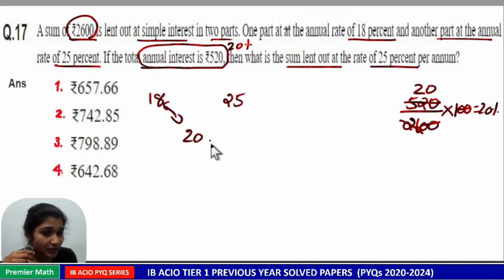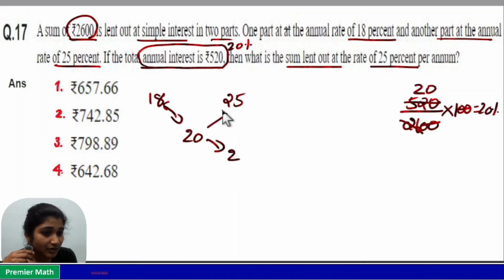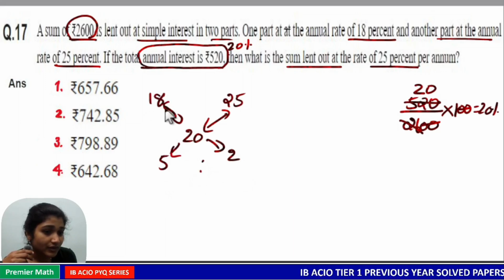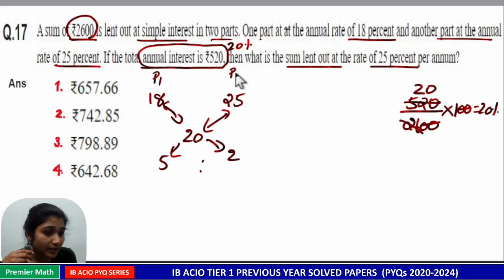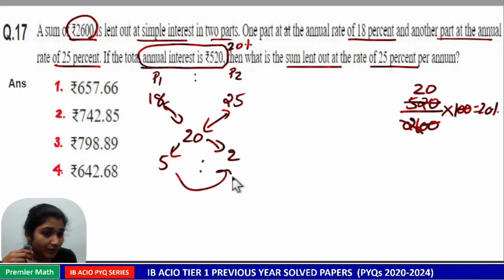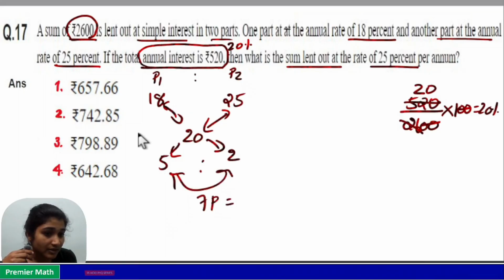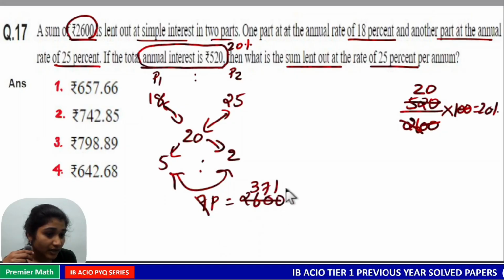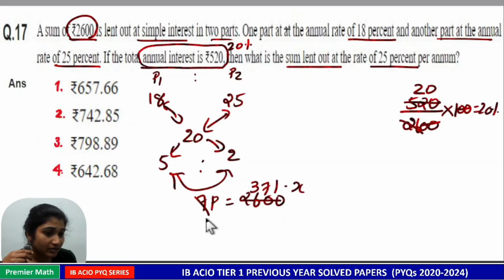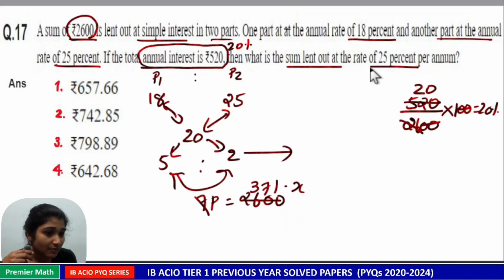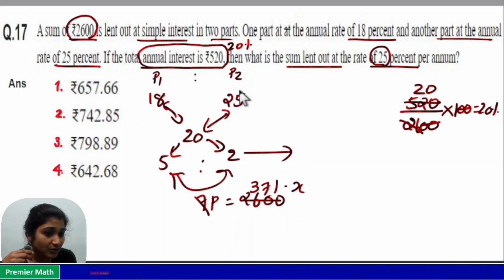The difference between 18 and 20 is equal to 2. Write it here. The difference between 25 and 20 is 5. Write it here. Now 5 is to 2 is the ratio of principal 1 and principal 2. So total 5 plus 2, 7 parts is the total principal here, which is given as 2600. Then 7 goes 3 times in 21, 7 times in 49 and 1 time in 7. So 371. So 2 parts is the sum lent out at 25% per annum. The sum lent out at 25% per annum is P2, which is 2 parts.